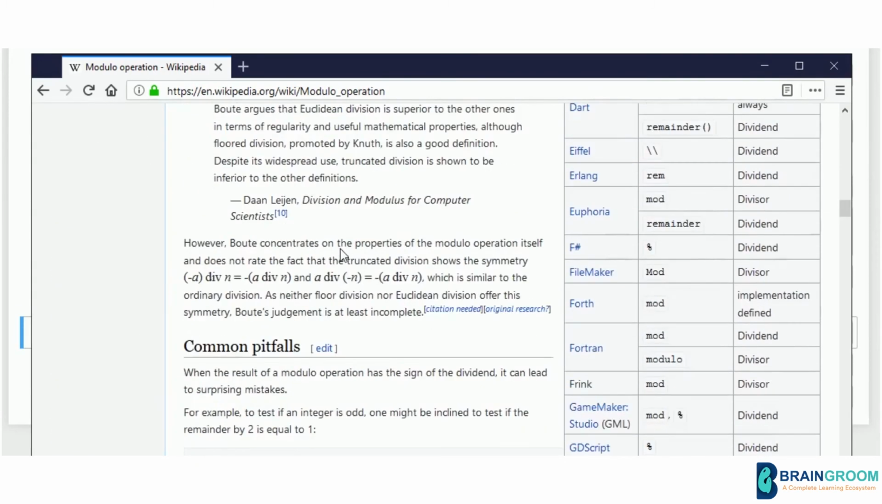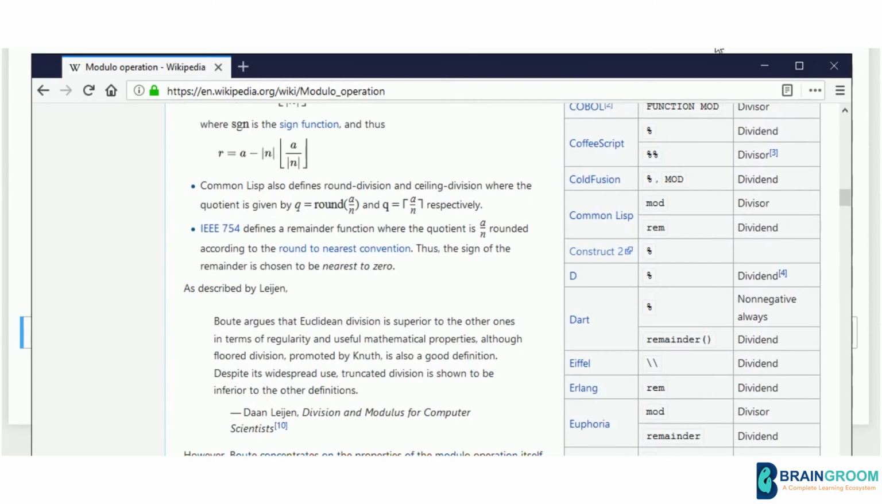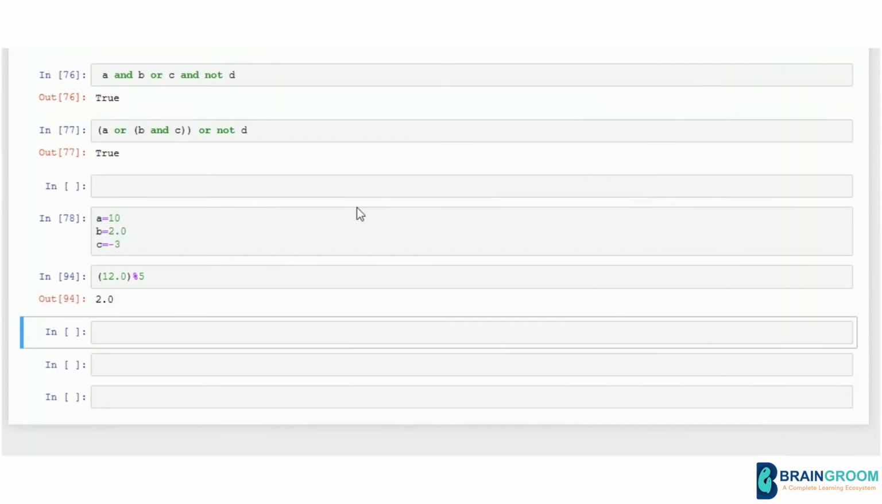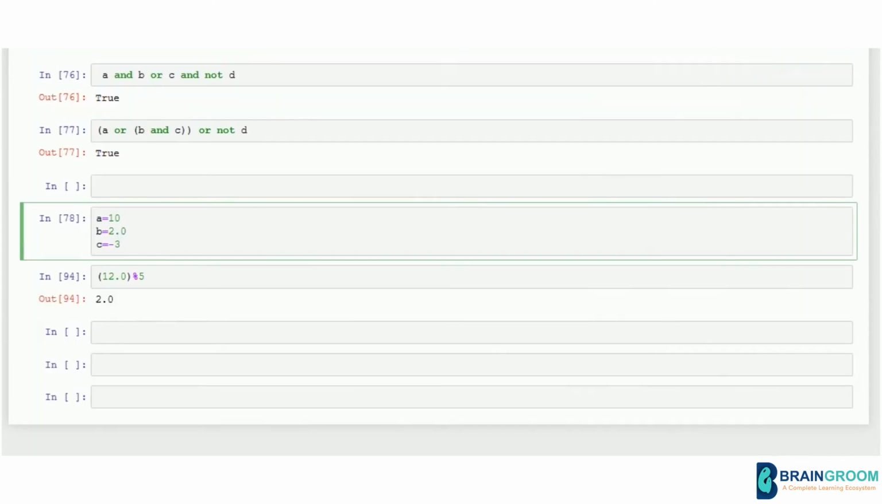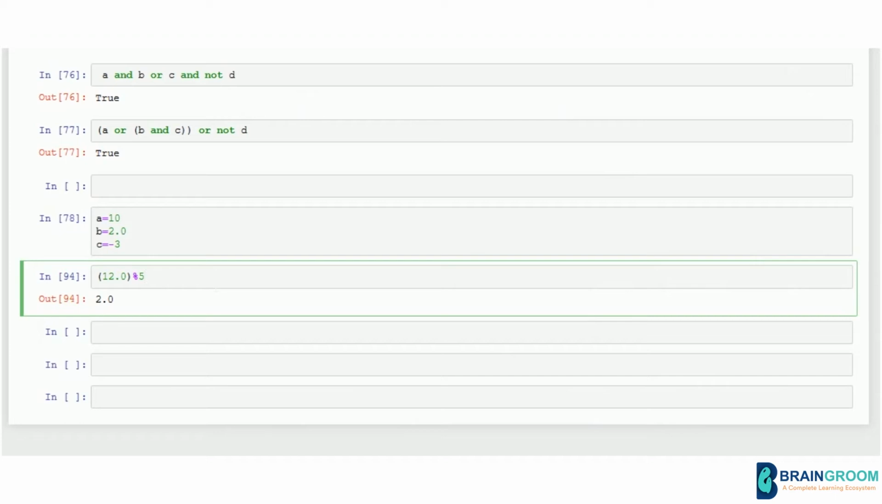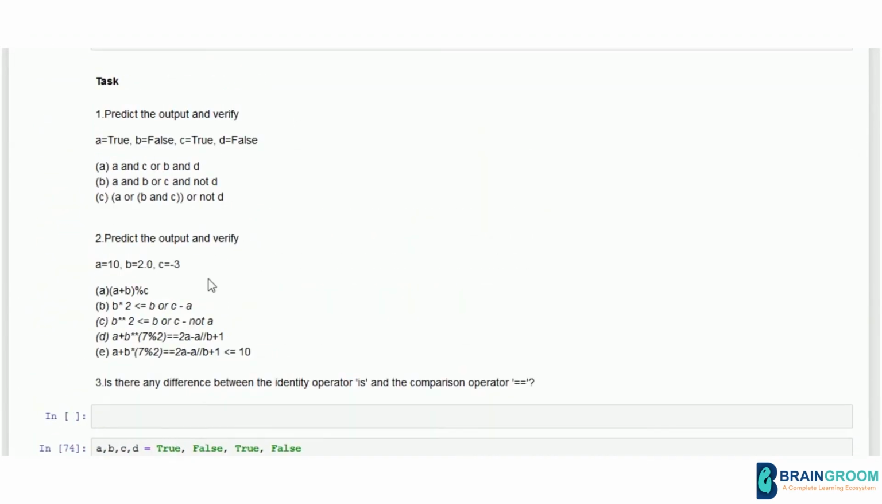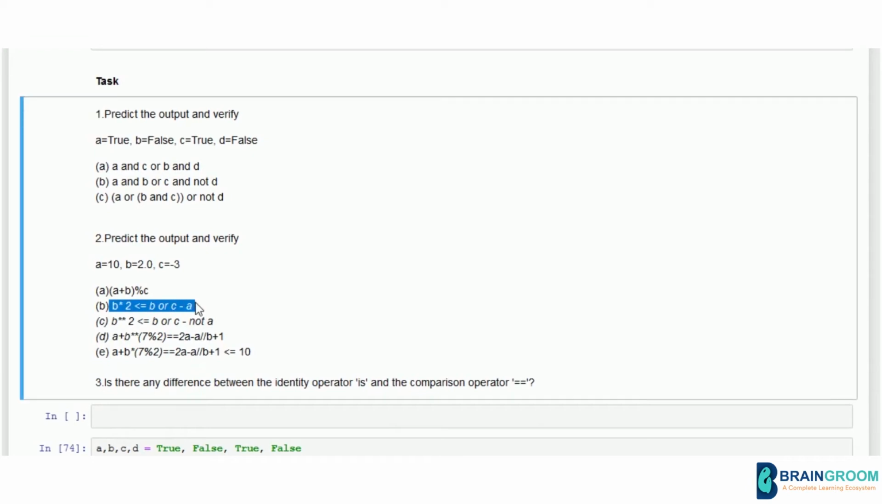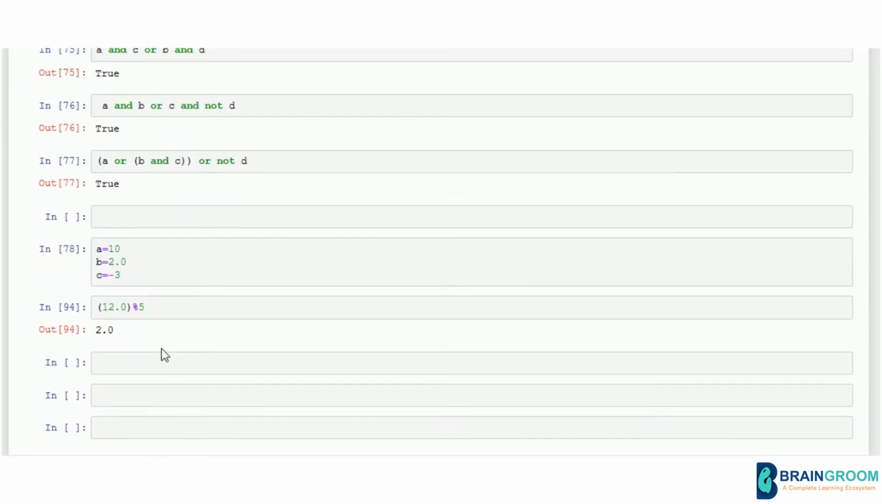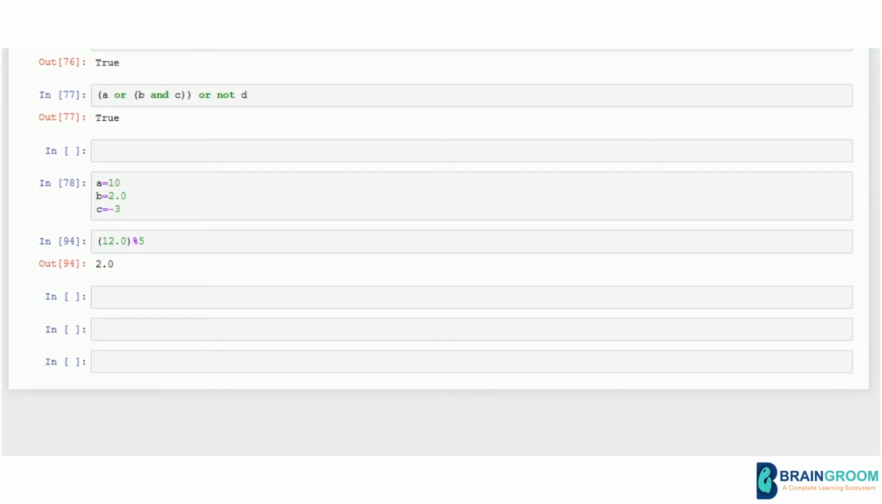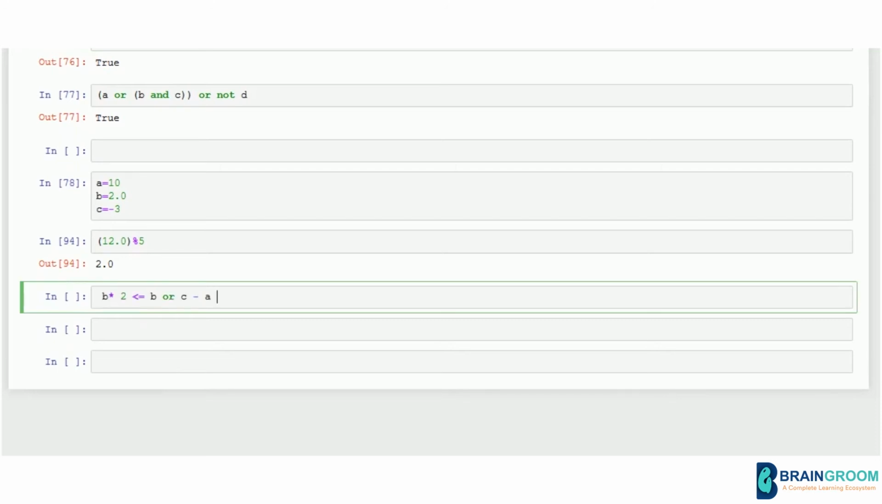So if you are interested, you can go through it. Right now we are focusing on how operators are evaluated and how the order of precedence takes place. So right now the mathematics is not of importance at this point, so just move on to the next one, which is b into 2 less than or equal to b or c minus a.